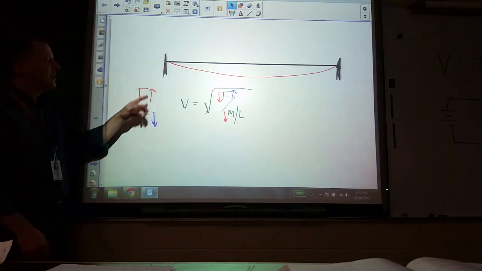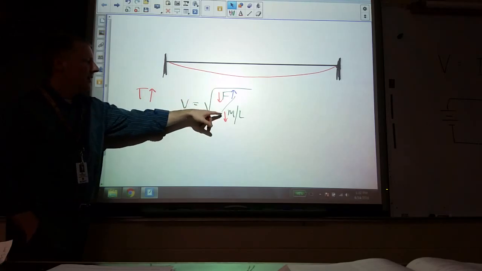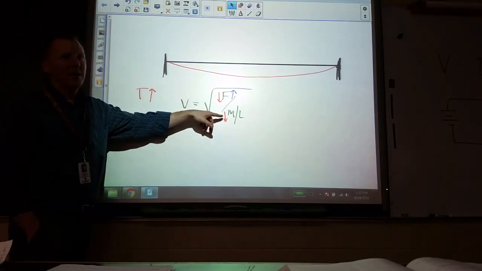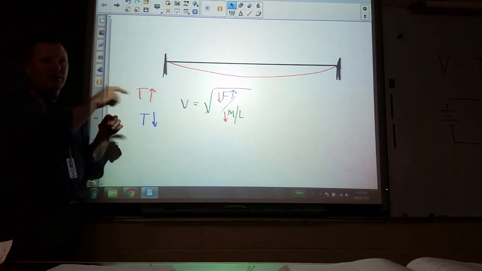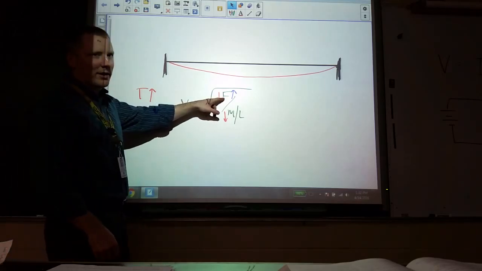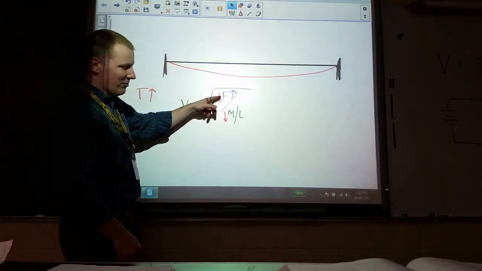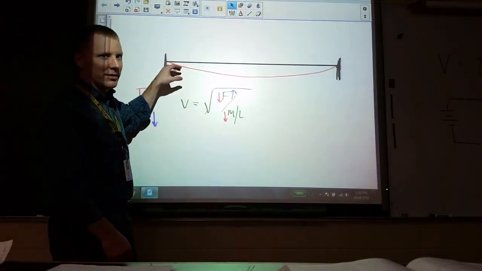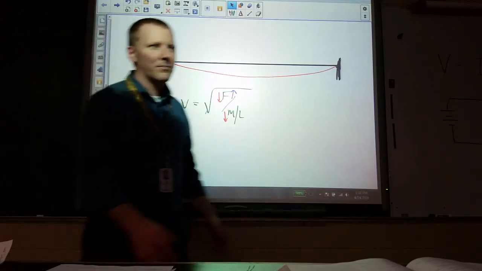I would expect the tension to be a bigger effect than the linear density, so that if it got colder, it would get tighter and waves would travel faster because the tension would play a bigger role. If it got warmer and it started to droop, the tension would play a bigger role, so the waves would go a lot more slowly on it.